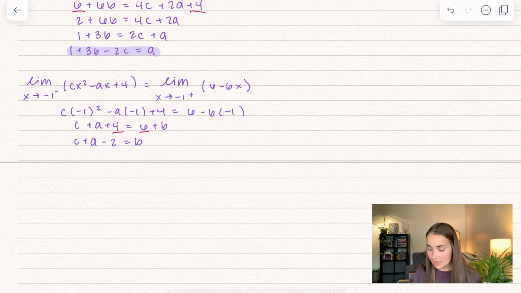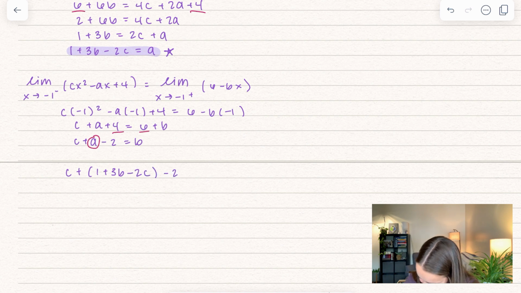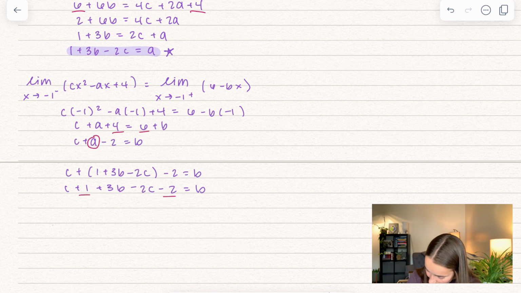So I'm going to plug in what we had of a from the original problem right here. And I'm going to go ahead and plug that in for my a right here. When I do that, I get c plus 1 plus 3b minus 2c minus 2 is equal to b. Here I'm going to go ahead and combine like terms. So I have that 1 minus 2. That is equal to negative 1.